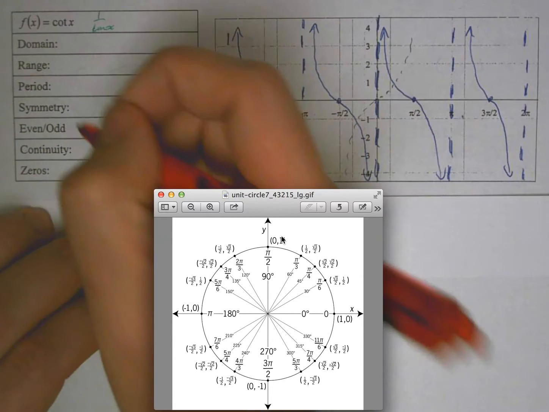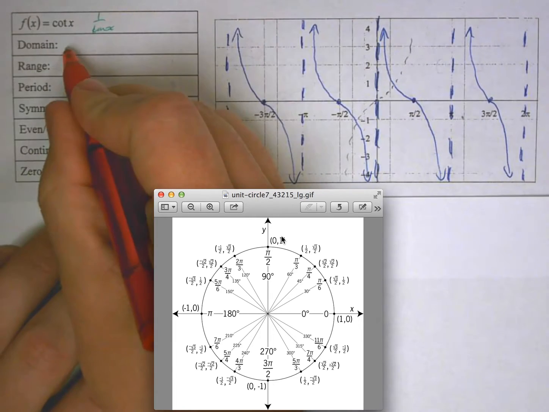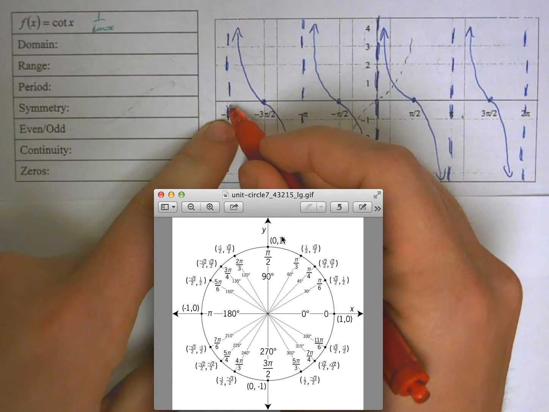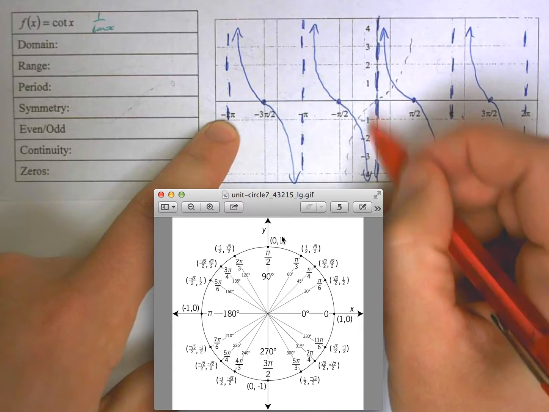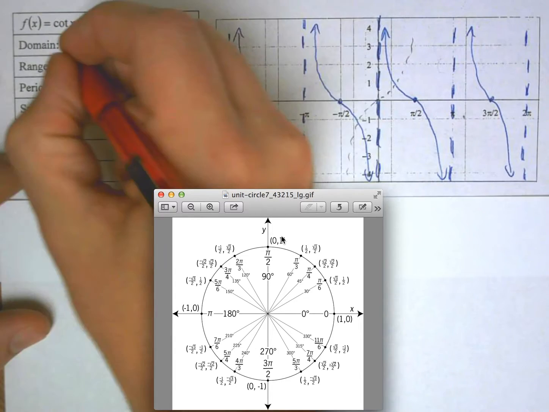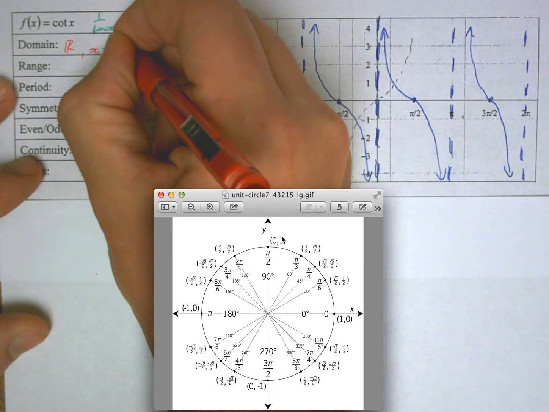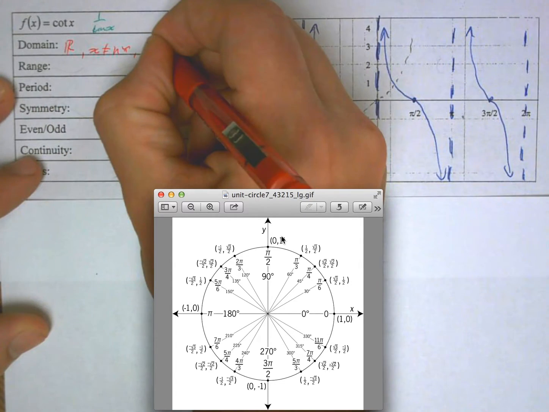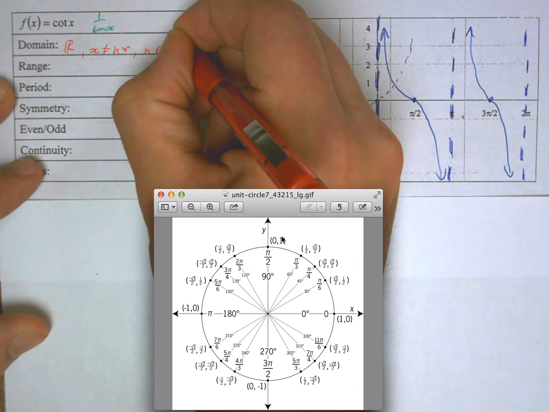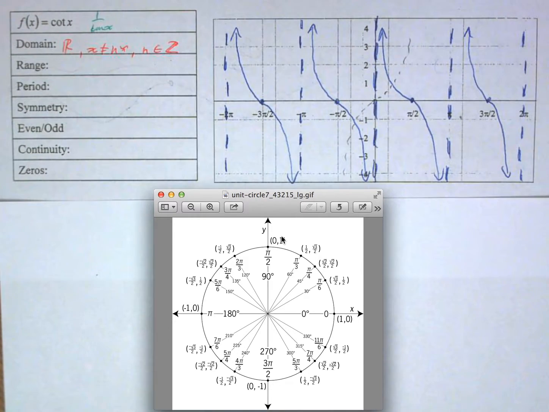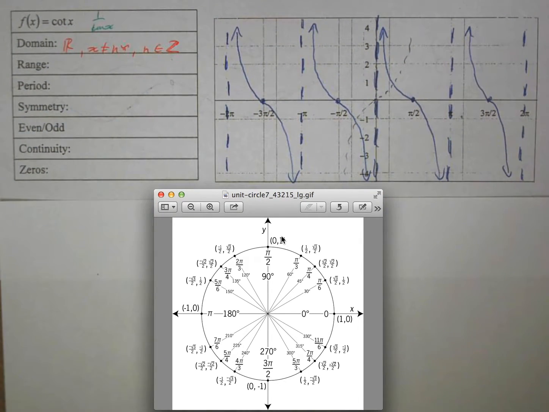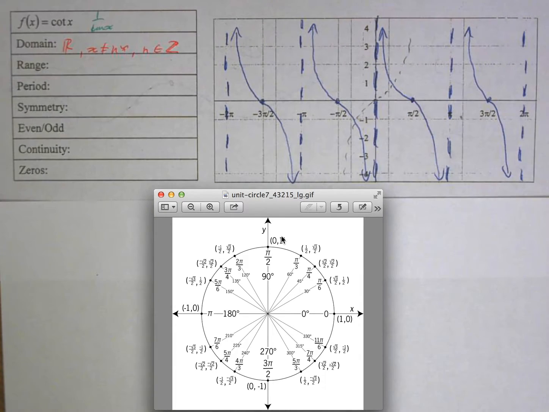Okay, domain. I have cannot be at pi, cannot be at pi, the whole number pi. So I have everything, all real numbers, except x cannot equal n pi as long as n is an element of the integers. That was a bad one, but it still looks good. There's a little space in that z. That's kind of hard to see, sorry.